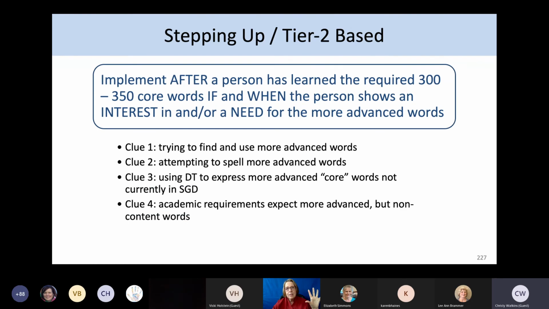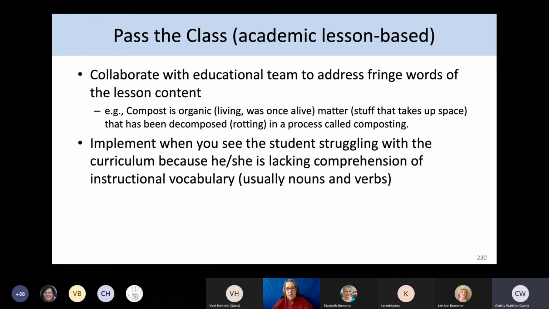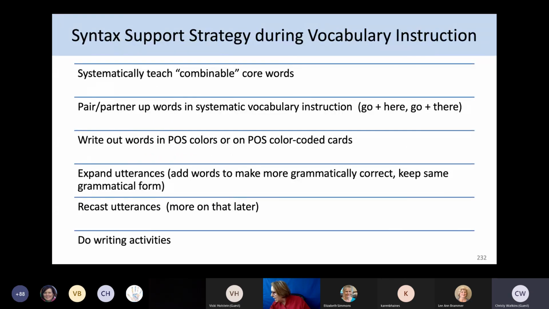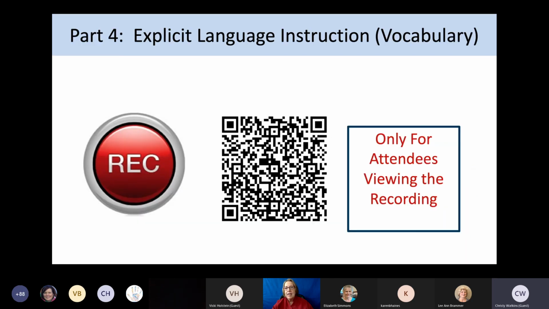And take a look also at stepping up and tier-based instruction, which is probably above where a lot of your kids are right now, as well as pass the class. So after our break, we're going to come back and start looking more at some of the syntax strategies and doing things with specific vocabulary instruction to take us towards syntax and putting words together.